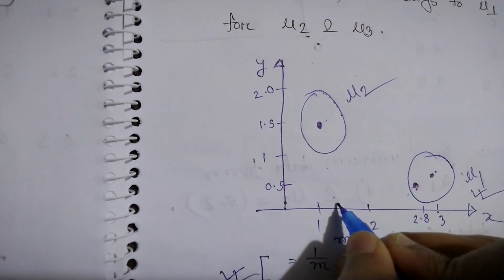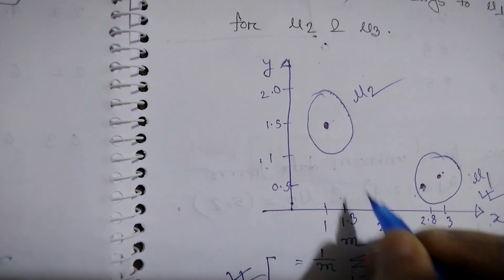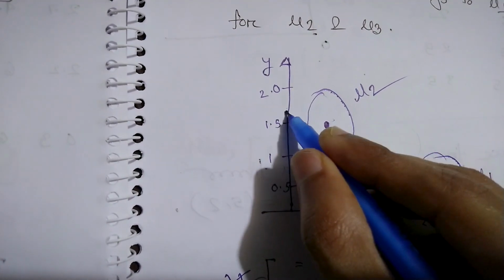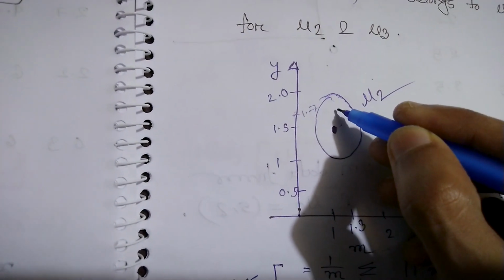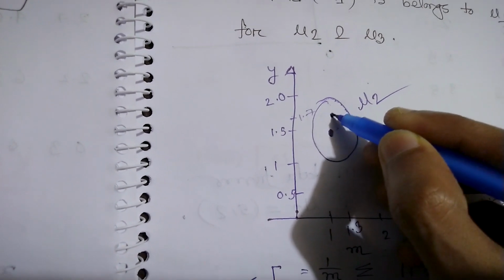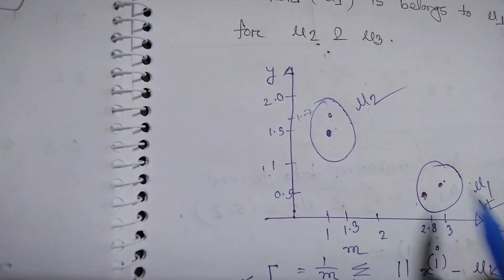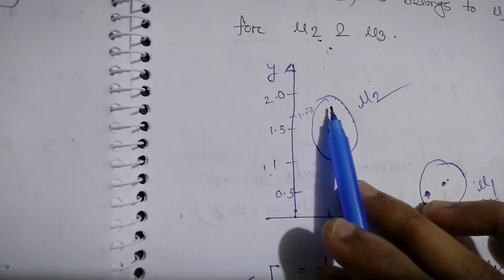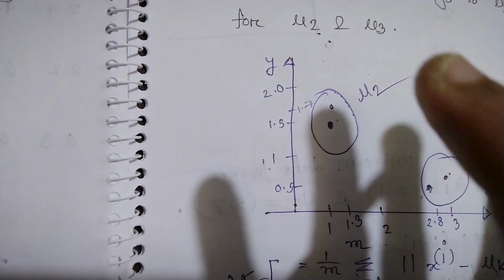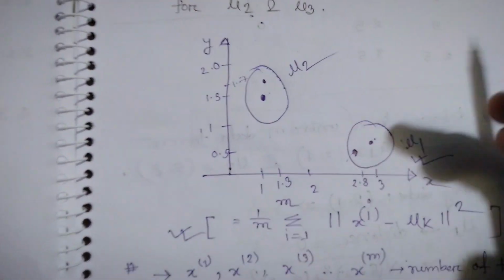Suppose another point, 1.3 and 1.7. Does this data point belong to mu2 or mu1? Obviously it belongs to mu2 because the distance is closer to mu2. So this is the main theme of this algorithm.